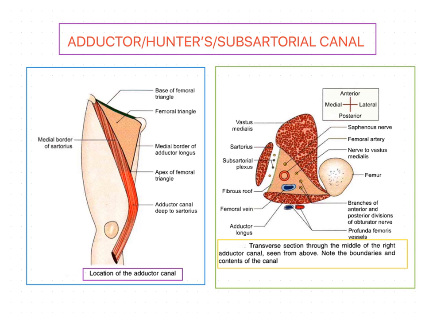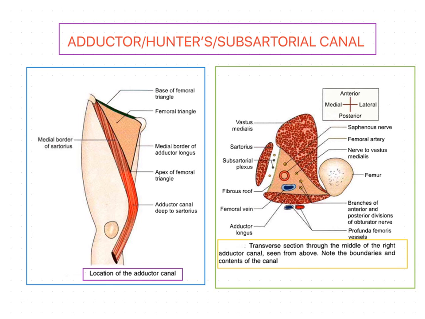Dear students, welcome back. In the previous session, we have discussed the front of the thigh muscles. Now, in this session, we are going to discuss one region called the subsartorial canal. The name itself indicates a canal-like space which is present below the sartorius muscle. Hence, it is called the subsartorial canal.